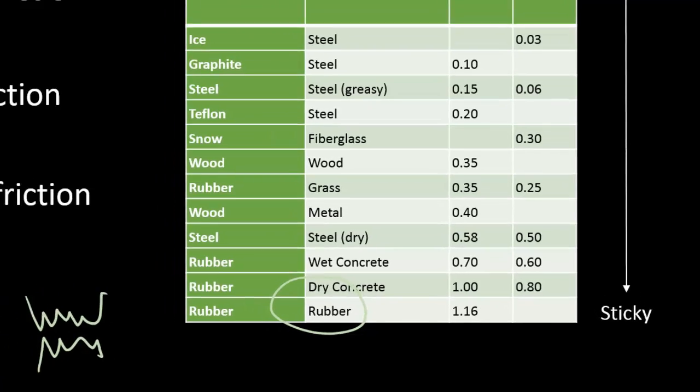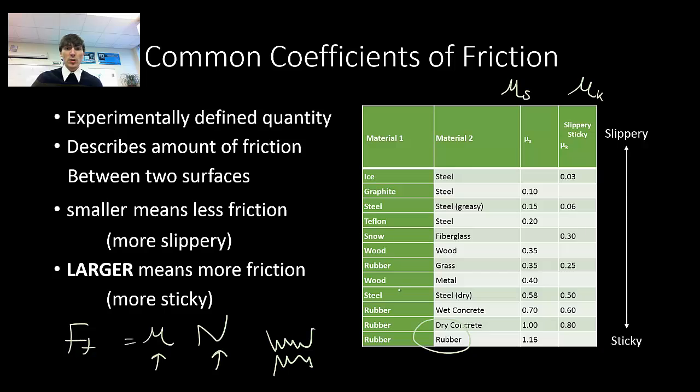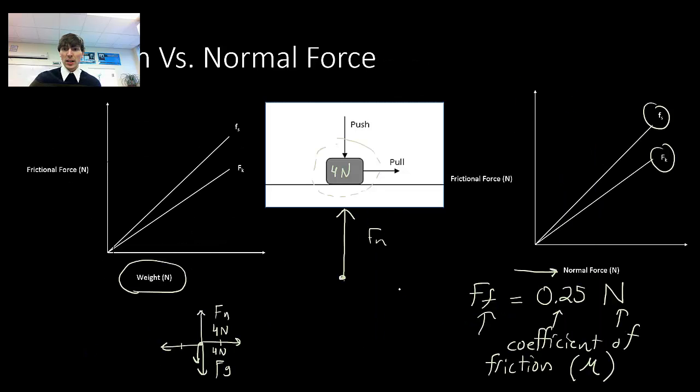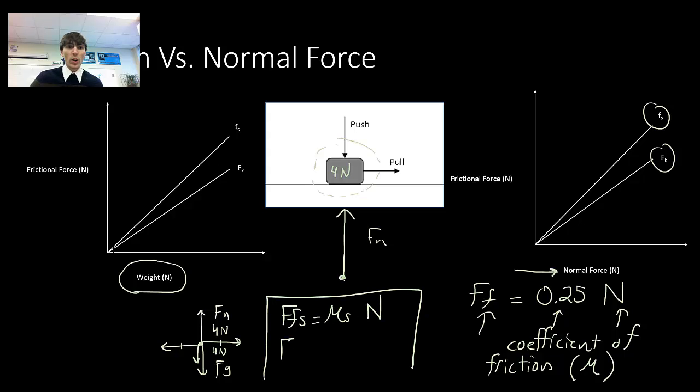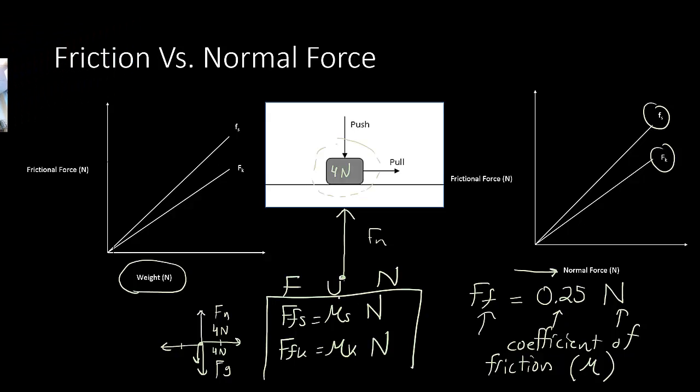Here are our final two forms of the equation. The force of static friction is equal to the coefficient of static friction times the normal force. Or, if we're talking about kinetic friction, it's exactly the same, except we use the coefficient of kinetic friction. So those are two equations. All you have to remember is that friction is fun, because that little mu looks like a U.